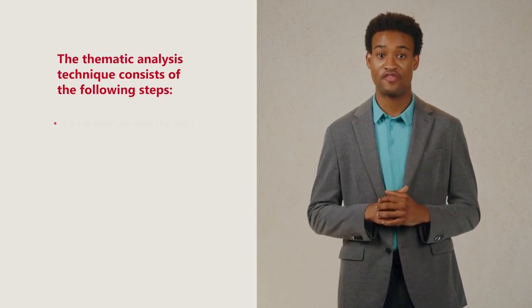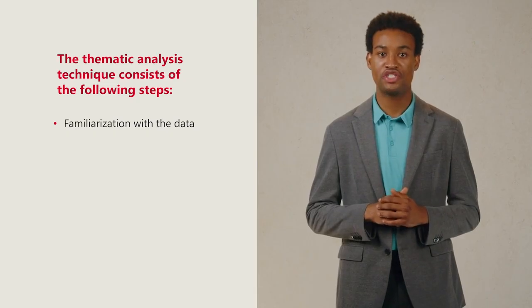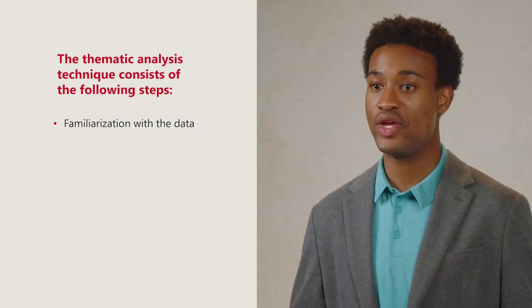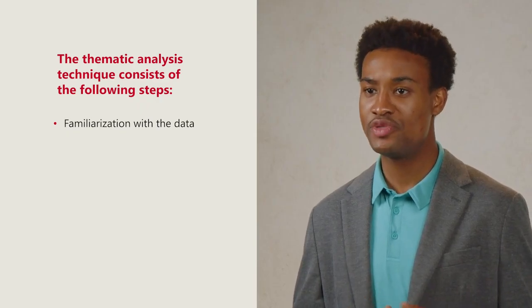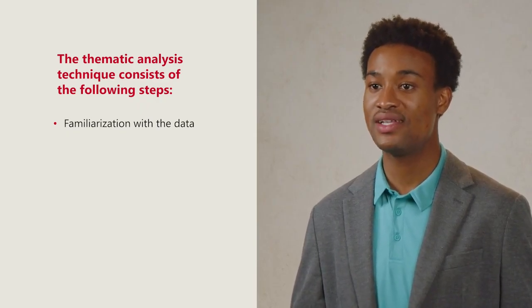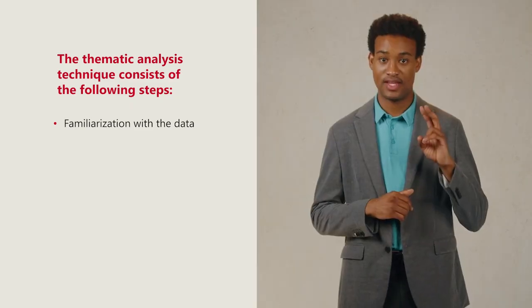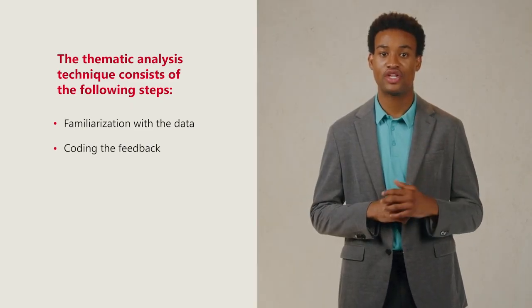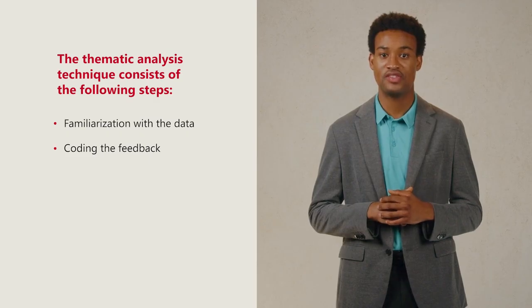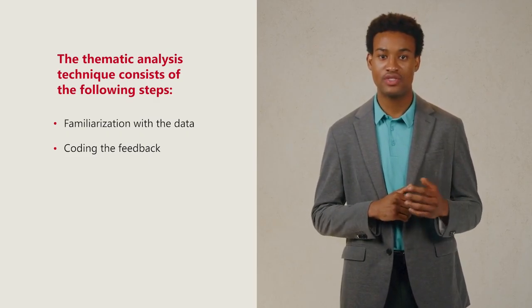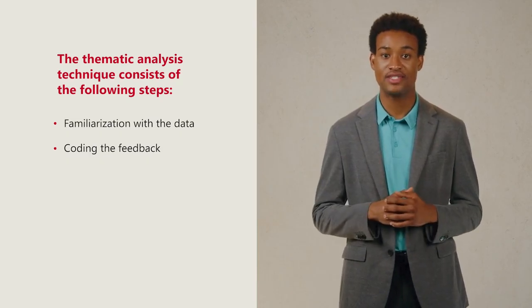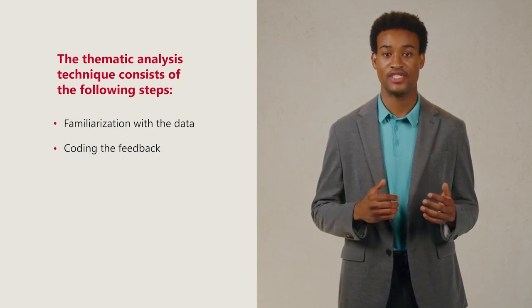The first step is familiarization, which is where you immerse yourself in the data, reading and rereading feedback comments, transcripts, or survey responses. This helps you get a feel for the overall tone and content of the feedback. In step 2, coding, you assign codes or labels to specific pieces of feedback that share a common theme or idea. These codes can be simple keywords or phrases, or they can be more descriptive summaries.